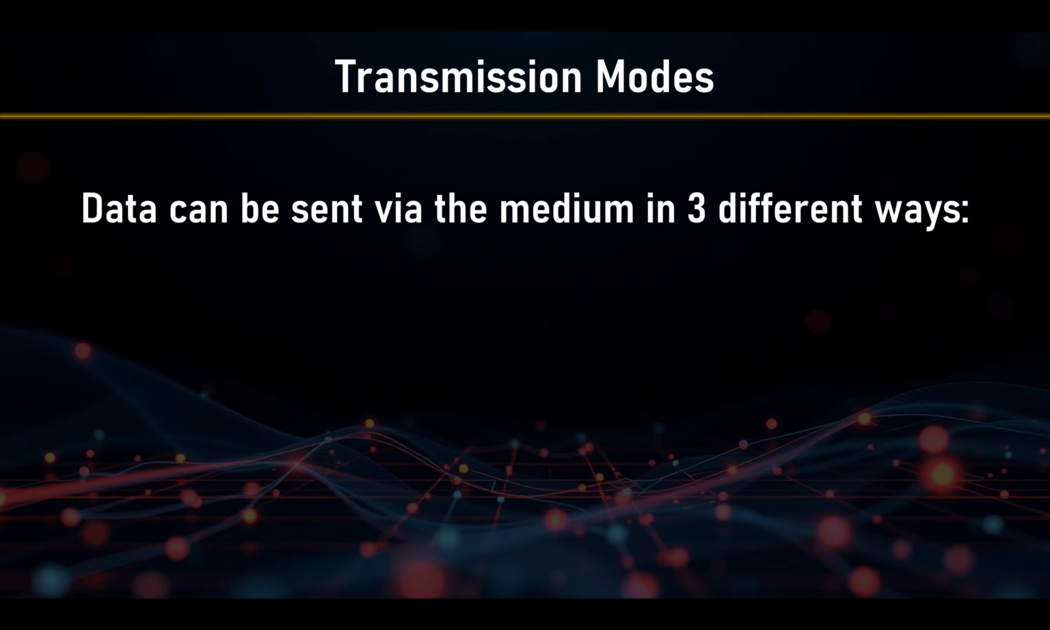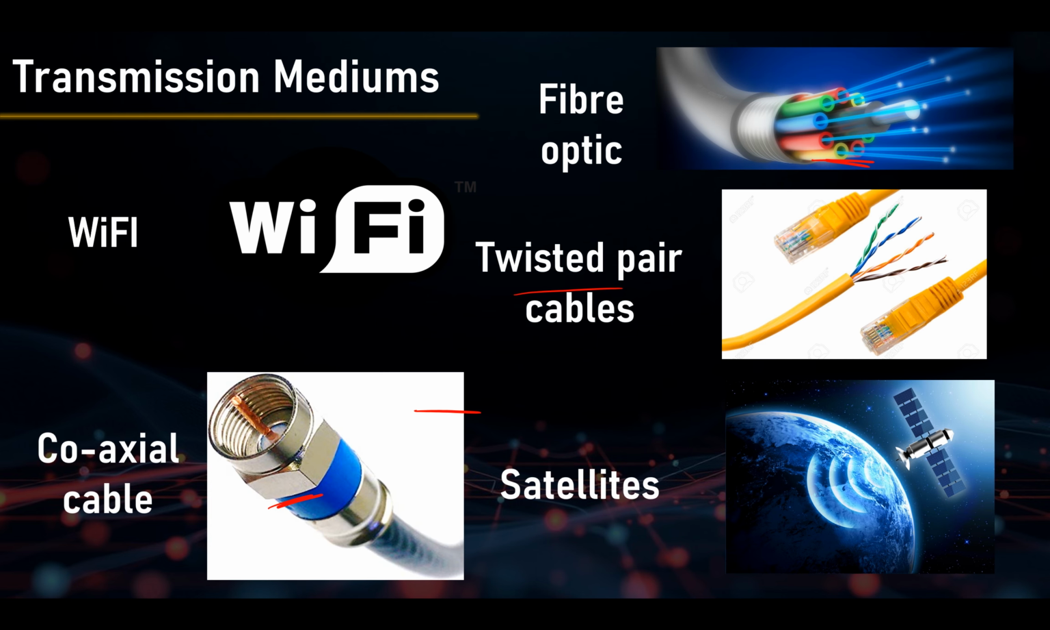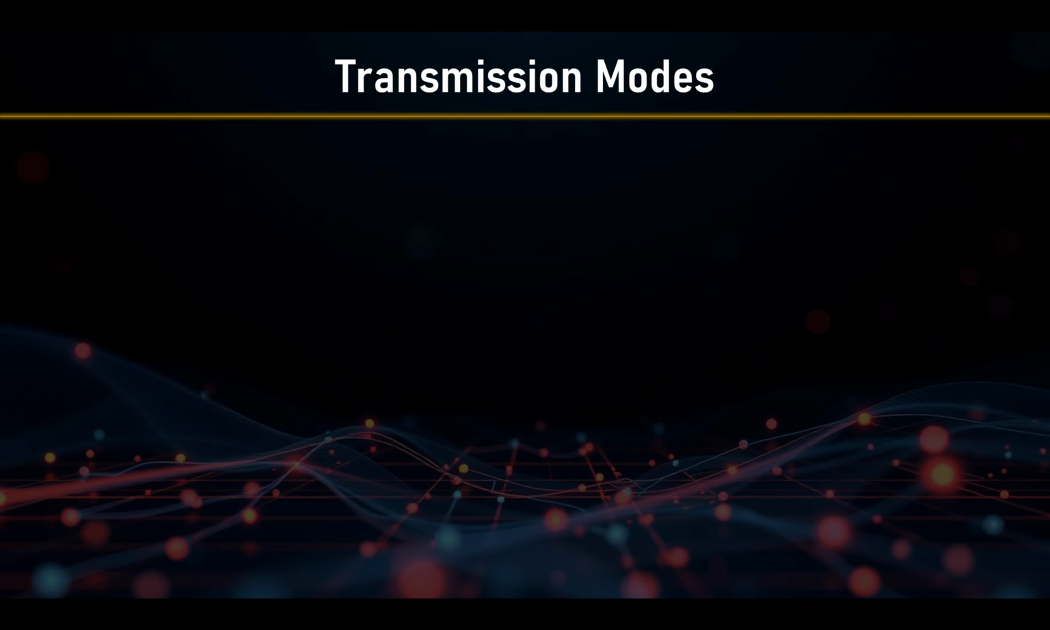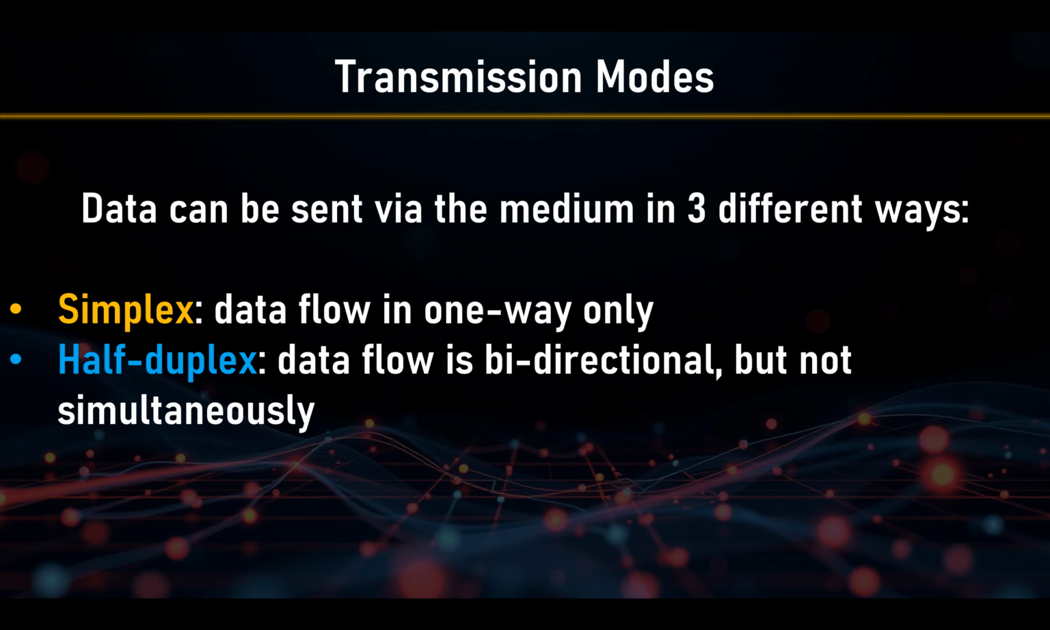So let's think then, data can be sent via the medium in three different ways. And again, when we say medium, these are five different example mediums. First there can be simplex, and here data is going to flow in one way only. I think on the next slide we'll see an image of this. Then half duplex, so data flow is going to be bidirectional, but not simultaneously, so only sending in one direction at a time.